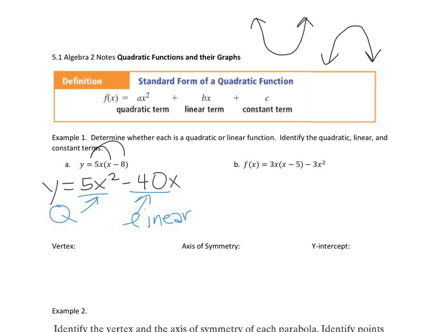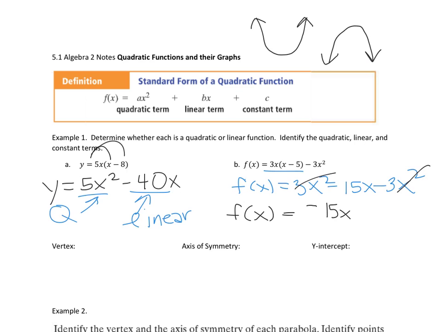Now the second one, I'm going to distribute this. So it's f of x equals 3x squared minus 15x minus 3x squared. I can simplify this and see that these two cancel out. So your function is just going to be f of x equals negative 15x, which is just a linear function. So this is the linear term.